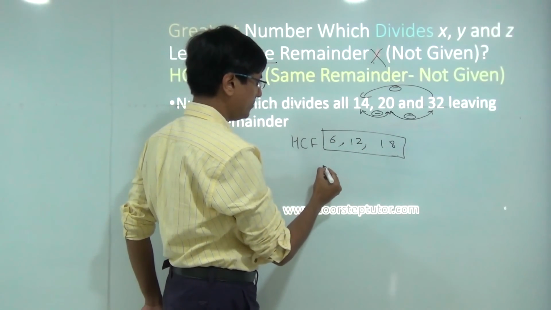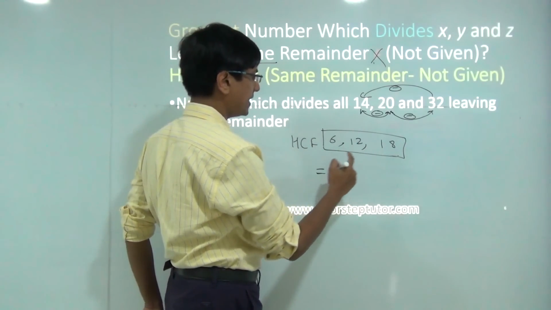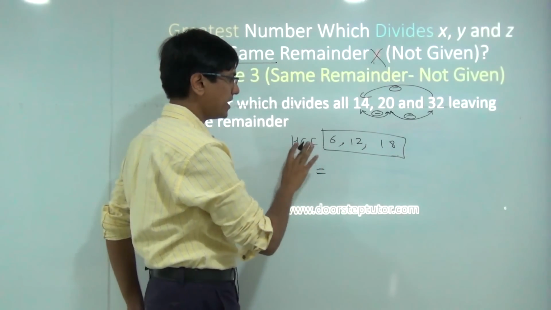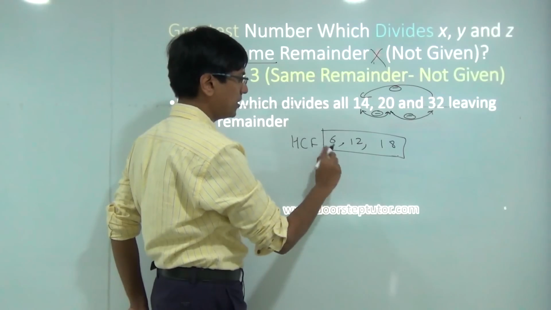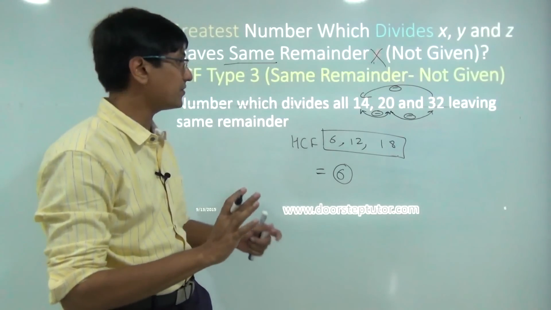And the SCF of these numbers we can quickly find. The largest number which would divide all of these numbers is 6. So we get the answer, okay.